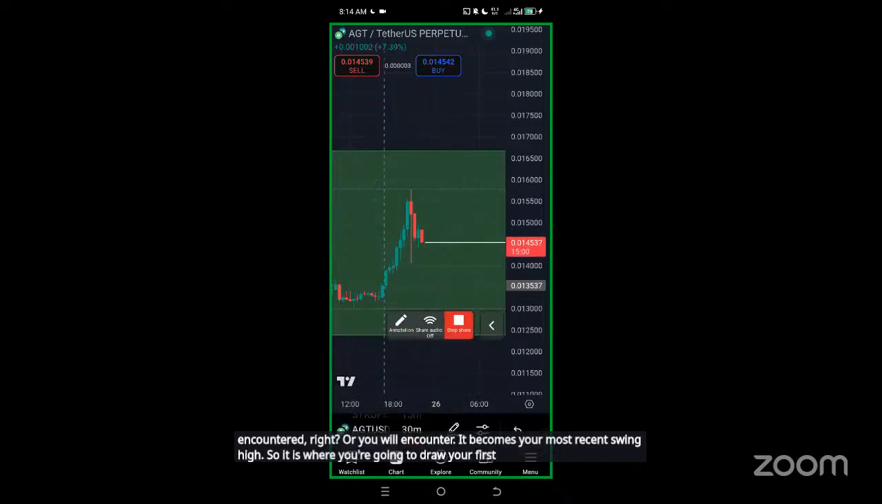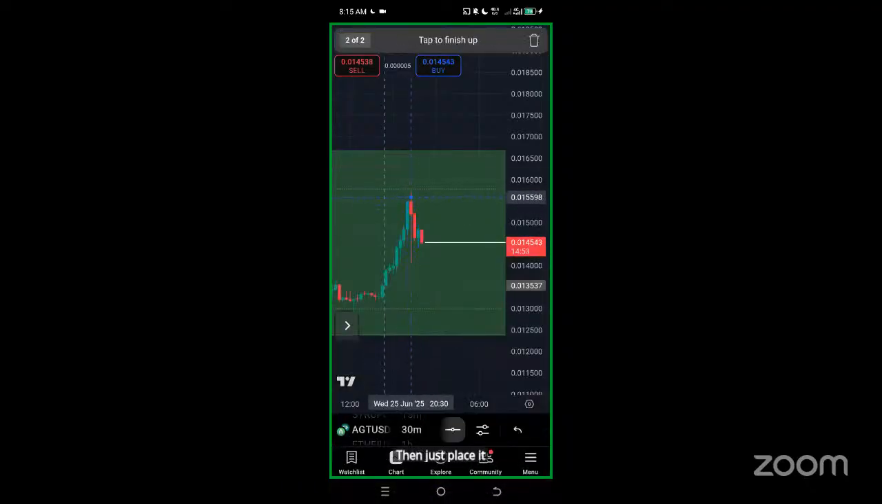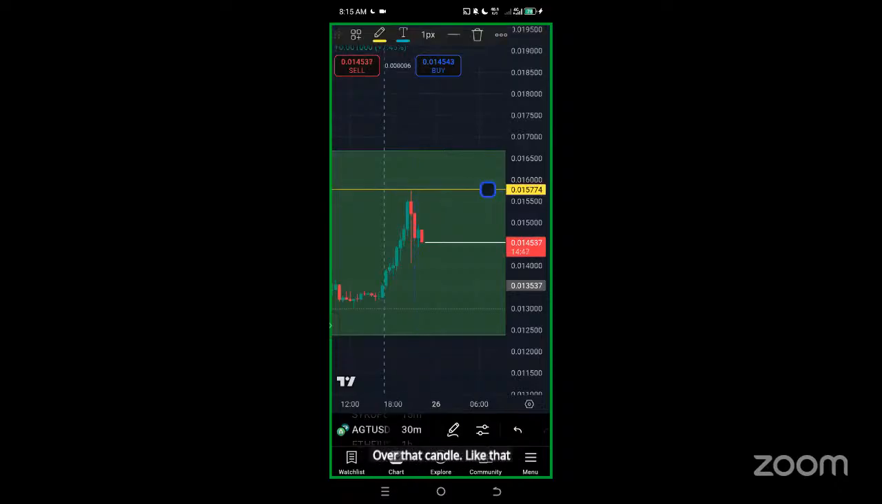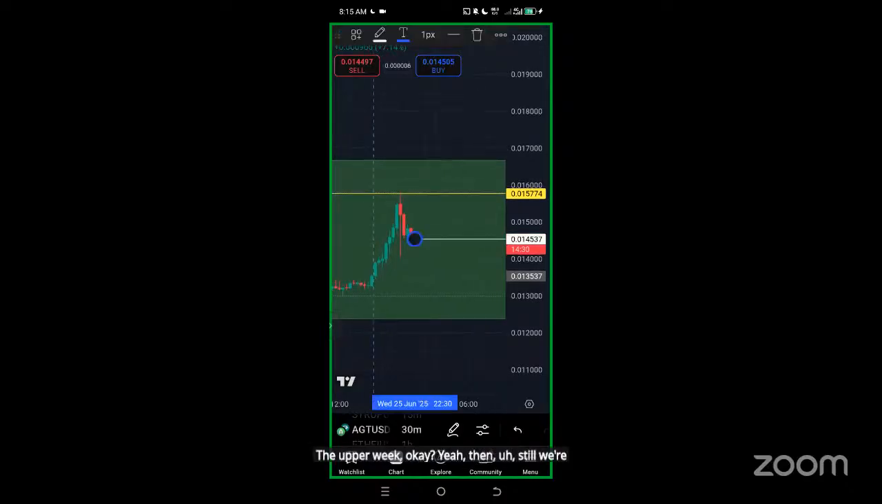So in this case, pick a line. It can be a horizontal line. It can be a horizontal ray. Then just place it on the high of that candle, like that. Okay? You have placed it on the high of that red candle. So when you're using a line, make sure it is at the tip of the upper wick.